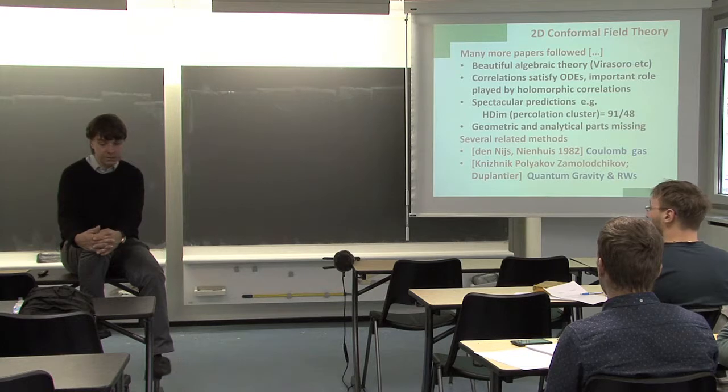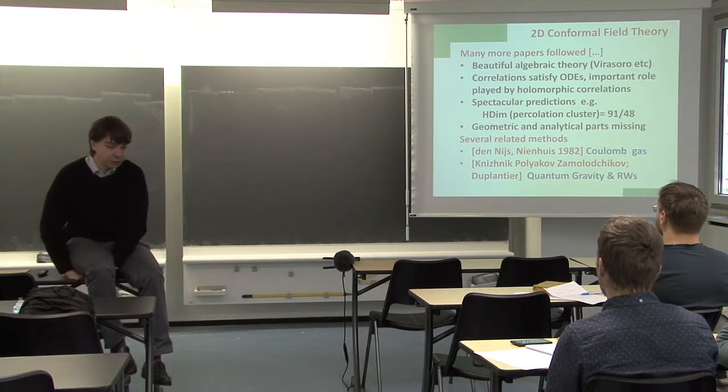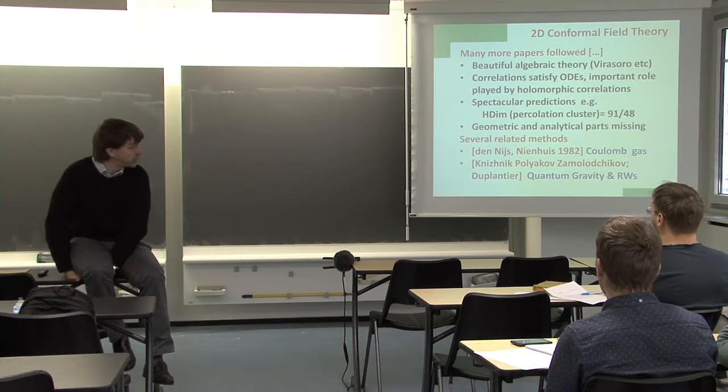So correlations satisfy ODEs, non-trivial ODEs. Usually the most interesting ones are holomorphic correlations. And then you get non-trivial powers because there are non-trivial ODEs. For example, one of the predictions is that the Hausdorff dimension of a percolation cluster is almost surely 91 over 48.